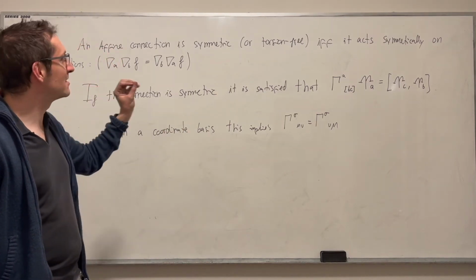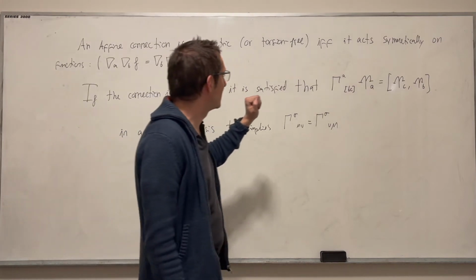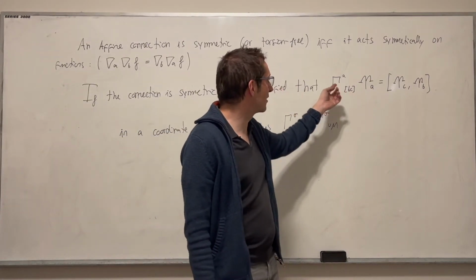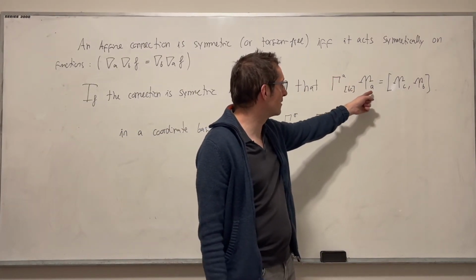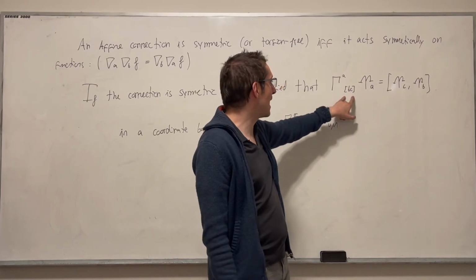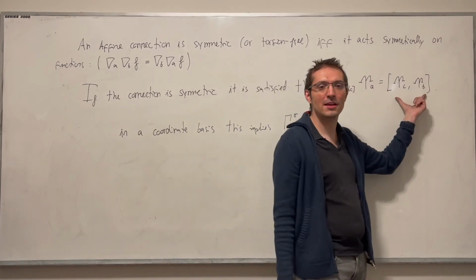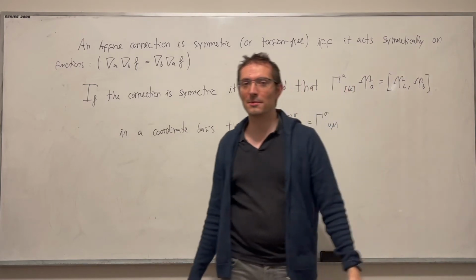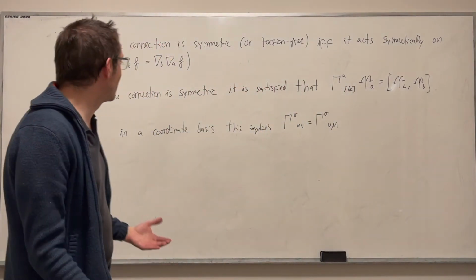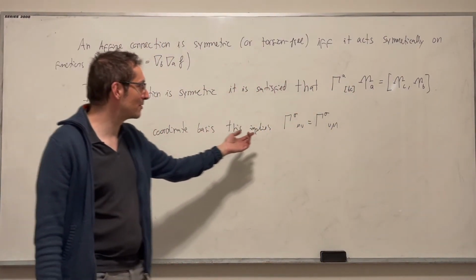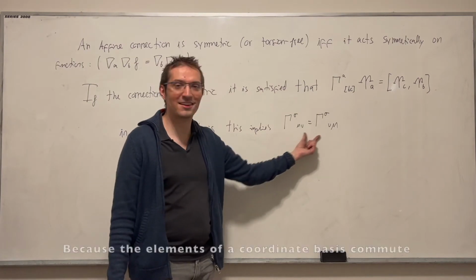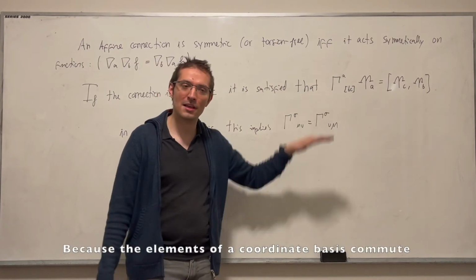If the connection is symmetric, it is satisfied that you can express the contraction of the coefficients of the connection with a vector of the basis, anti-symmetrized, it's equal actually to the Lie bracket of the elements of the basis, like that. And in particular, that implies that in a coordinate basis, the coefficients of the connection are symmetric in the two last indices, in the two sub-indices.